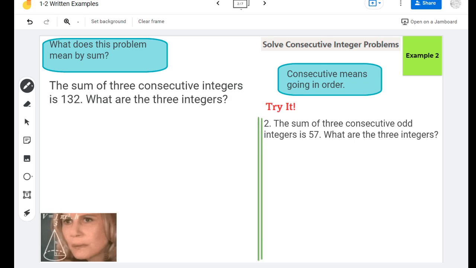In today's video, I'm covering example 2 from section 1-2 in the SavvasRealize Algebra 1 textbook. The goal of today's video is to solve consecutive integer problems.